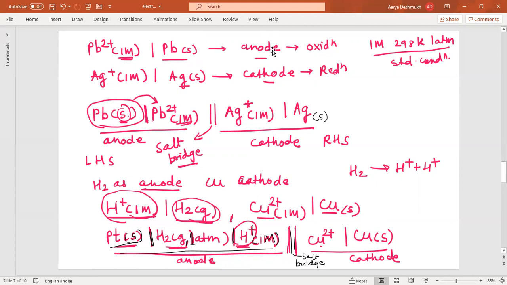You just remember this is anode and this is cathode. So I told you that at the anode there is oxidation, which means there should be loss of electrons, isn't it? And at the cathode, reduction takes place, which means there is a gain of electrons. So in this way you can formulate the cell or represent a cell.